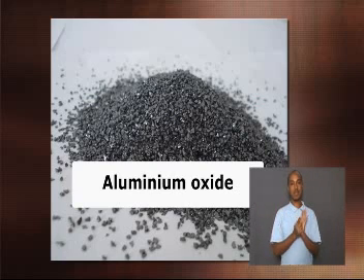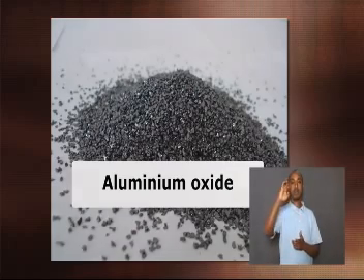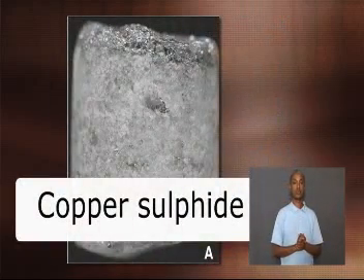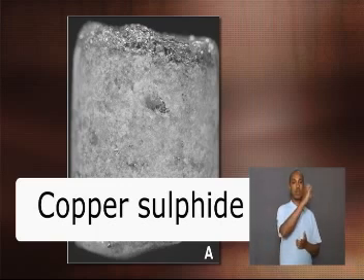Inorganic compounds can be classified in terms of the types of metals they contain. For example, there are aluminium compounds, such as aluminium oxide, aluminium chloride, and aluminium borate. There are copper compounds, such as copper sulfide, copper oxide, and copper 2 chloride.